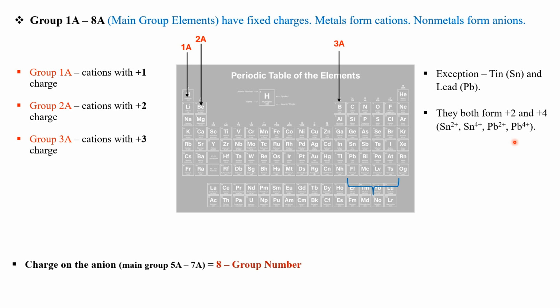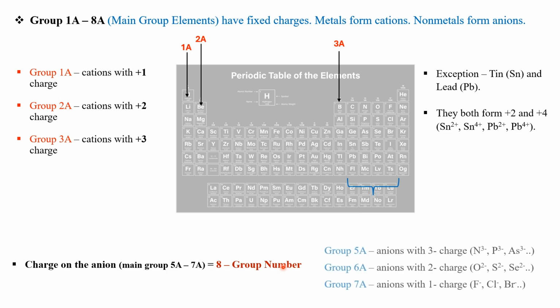Now what are the charges on the anions? You can use this formula to calculate the anion charge: 8 minus the group number. Let's apply it to group 5. 8 minus 5 is 3, so 3 minus. In group 5, the nitrogen, phosphorus, arsenic group, all the anion charges are minus 3. We call them nitride, phosphide, arsenide.